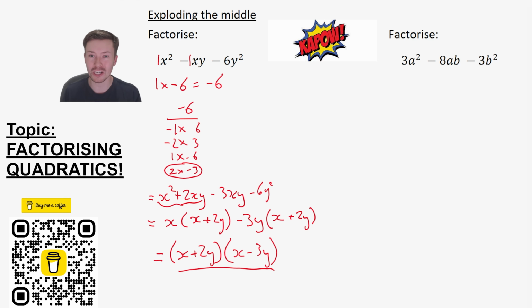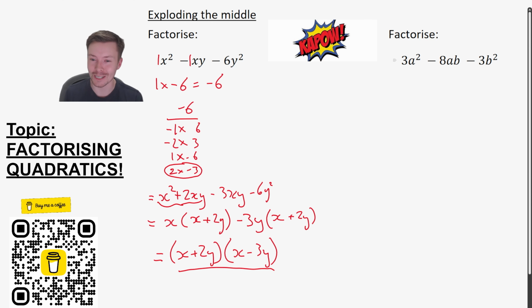So again, something which is really complicated, even just looking at it, we can factorise quite easily once we are comfortable with this method, which is brilliant. Okay, the final one here, this is the one in the thumbnail. You can't see the middle bit, but I promise you this is the one: 3a squared minus 8ab minus 3b squared.